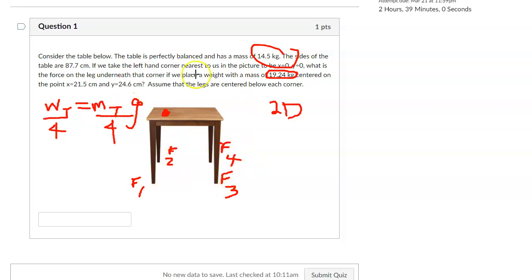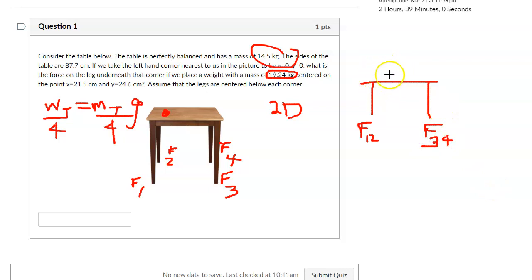And so we're going to talk about the torques. So if you look at this table from this side, and you look at it as if it were just a simple two-dimensional object instead of a three-dimensional object, this force from this end we'll call F12 to represent the sum of those. And this force from this end we'll call F34. Let me just add to it.